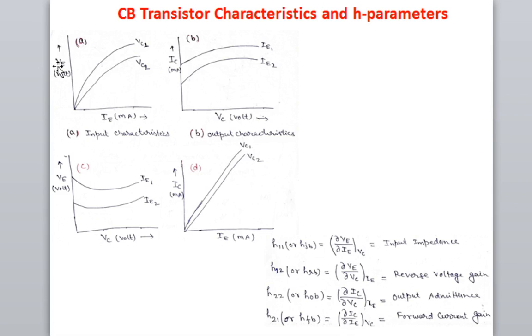If you take the derivative of this voltage with respect to this current, that is del VE upon del IE, keeping the output voltage VC constant, del VE upon del IE at VC constant, this is known as H11, or this parameter is called HIB, the input impedance. Because if you see the unit, VE upon IE is voltage upon current, that is resistance, impedance.